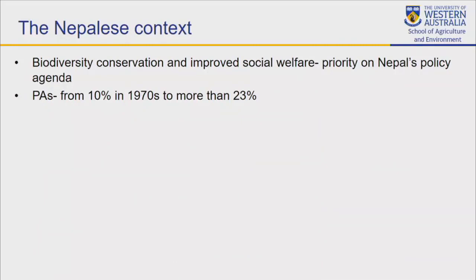Now talking about the Nepalese context, biodiversity conservation along with improved social welfare has always been high on Nepal's policy agenda. Nepal has always been at the forefront in South Asia for biodiversity conservation. Nepal has been continuously expanding its protected areas from 10% in the 1970s to more than 23% in recent years.